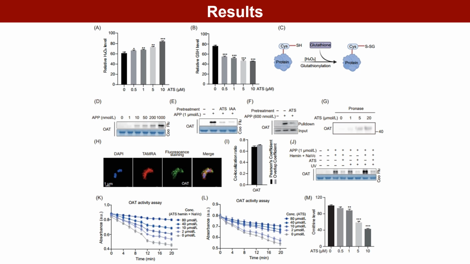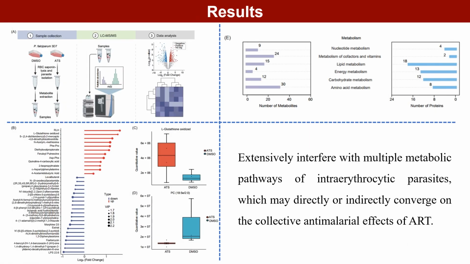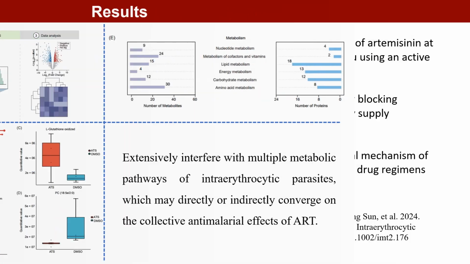The results suggest that ART may also bind to important peroxidative proteins involved in the maintenance of redox homeostasis in parasites both covalently and noncovalently, potentially affecting the redox homeostasis of parasites. The untargeted metabolomics analyses suggest that ART can extensively interfere with multiple metabolic pathways of intraerythrocytic parasites, which may directly or indirectly converge on the collective antimalarial effects of ART.